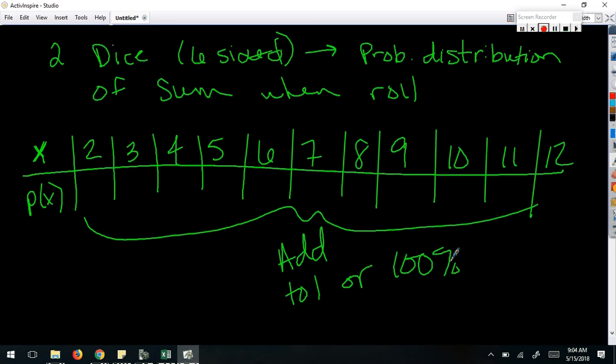How many different scenarios are there when you roll 2 dice? 36. Are you sure? I'm going to go with 36. 36 sounds good.